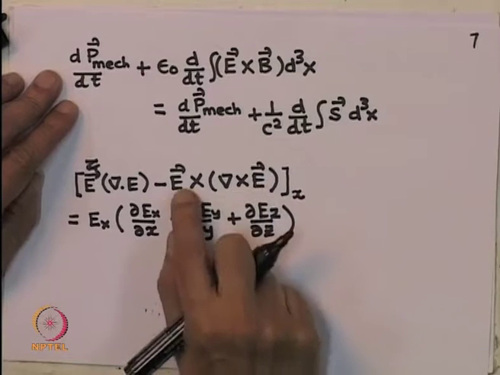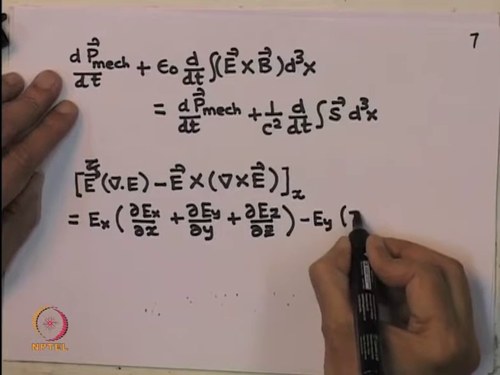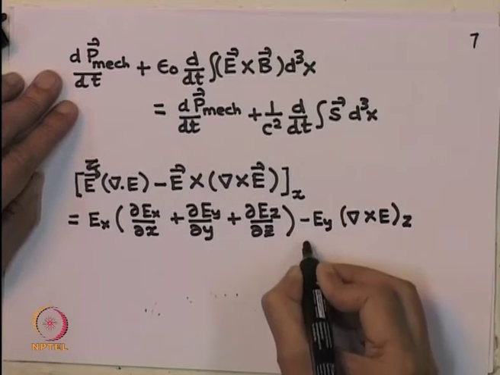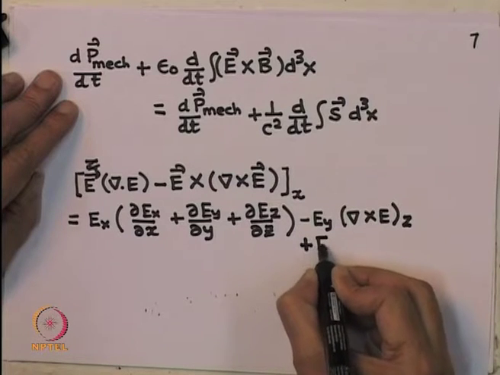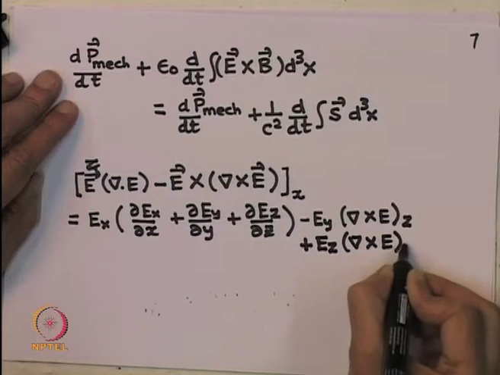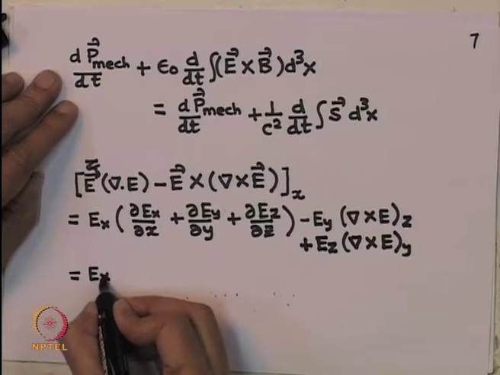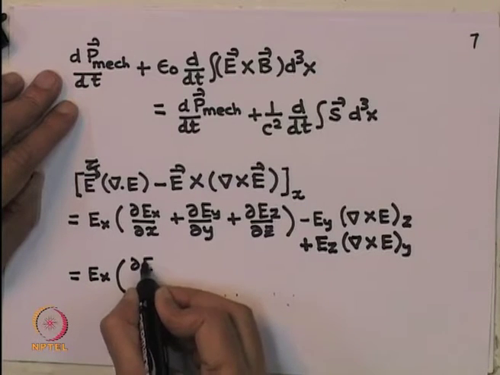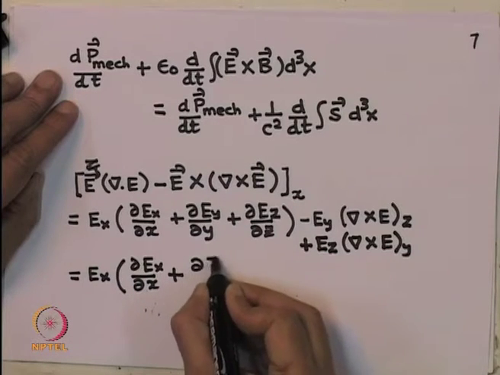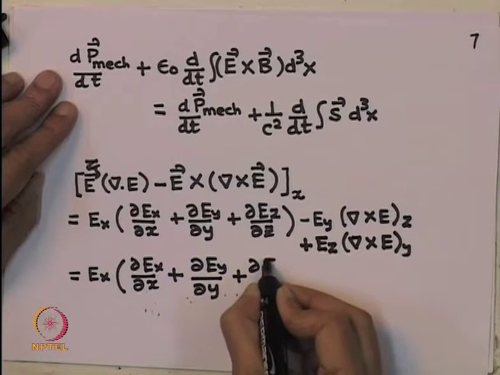Minus x component of that, and that is minus E y del cross is z component. Minus minus plus. So, E z del cross is y component. So, this is E x d E x by d x plus d E y by d y, the divergence term fully.